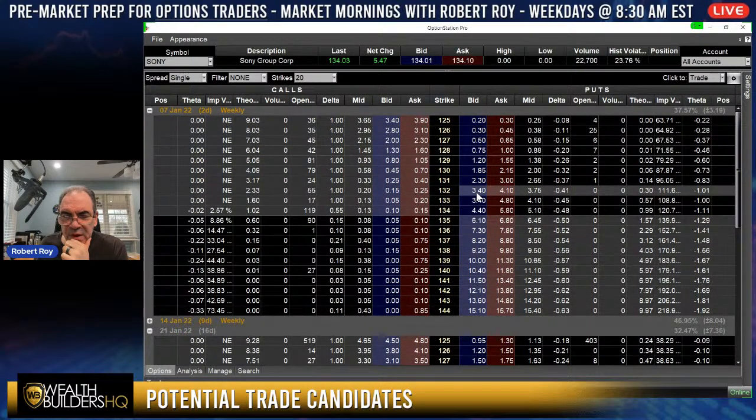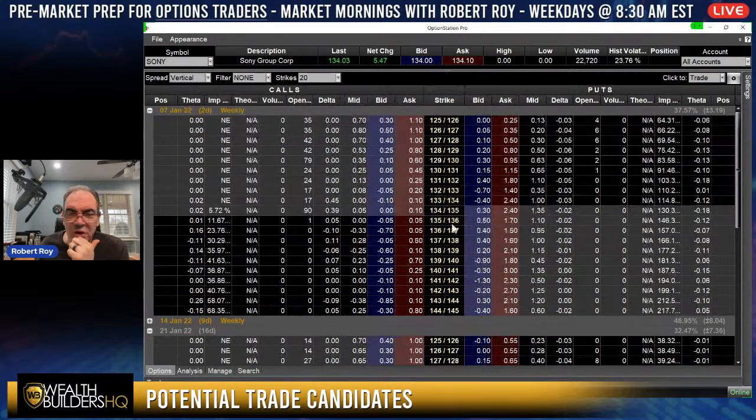Let's see. You know what? Let's do it this way. Let's flip it right into vertical, and let's just take it here. So ideally, we want below 132. 131 would be right here. As of yesterday, that was $1.10. We've moved $5.